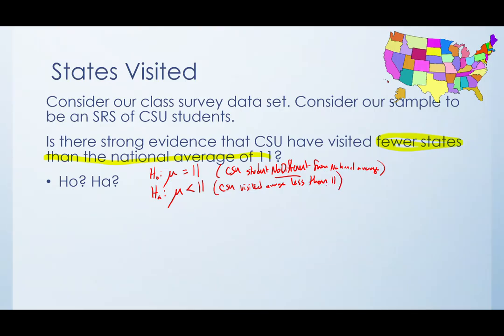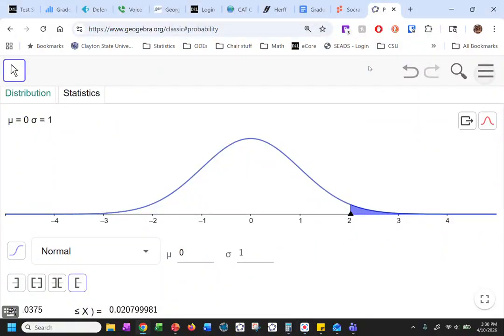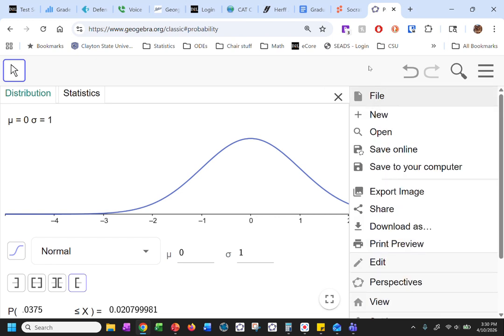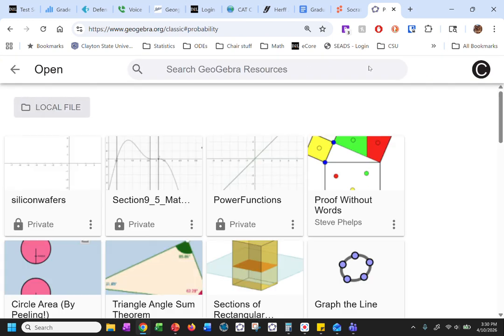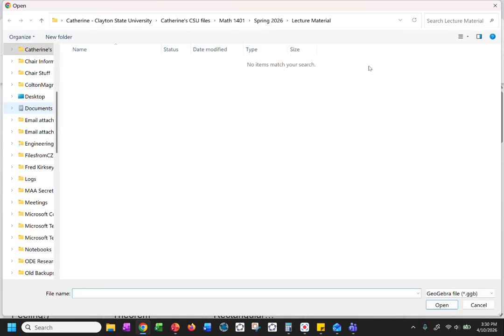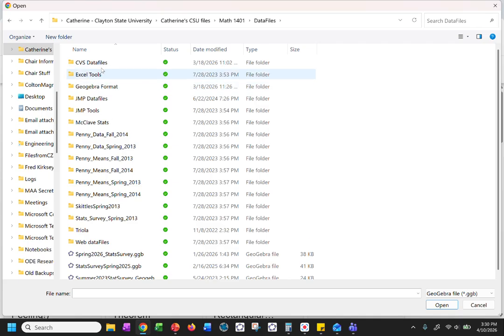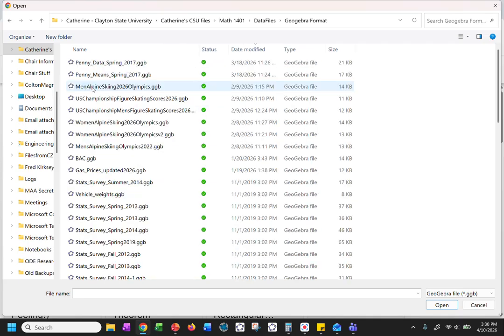Okay. All right, so of course we should sketch, but at this point we don't know what the sample mean is, so we need to go pull it up in GeoGebra. I'm going to pause while I do that because it's going to take me a minute. So remember, we're going to go to the three horizontal lines. We're going to go to File, Open, and Local File, and find where you saved that file, right? I have mine pretty much saved in a data files directory, and I think in GeoGebra format, but I'm going to pause while I go find it.